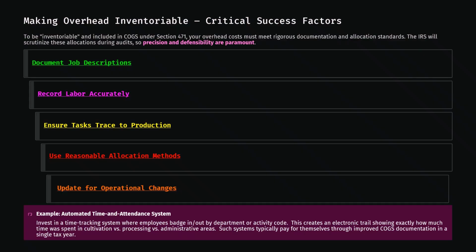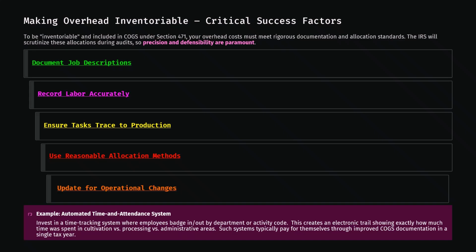So you really need to document job descriptions. You've got to clearly define who does what. If a grow tech handles pruning, irrigation, and pest monitoring, that needs to be reflected in their job description. If someone moves into a packaging role or gets promoted to shift lead, update the documentation. This is your foundation for labor classifications.